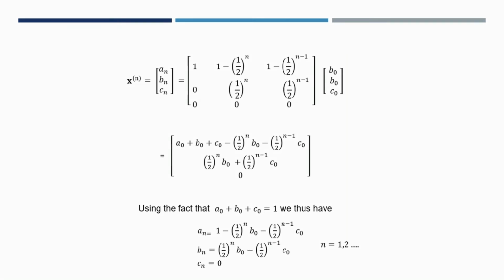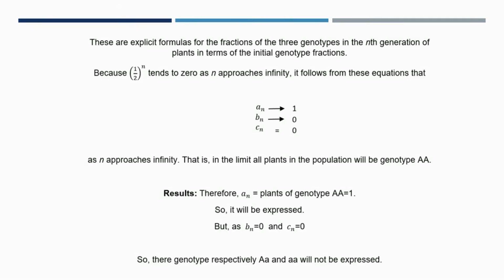These are explicit formulas for the fraction of the three genotypes in the nth generation of plants in terms of the initial genotype fractions. So, there is genotype capital A and lowercase a, and for both lowercase a will not be expressed.